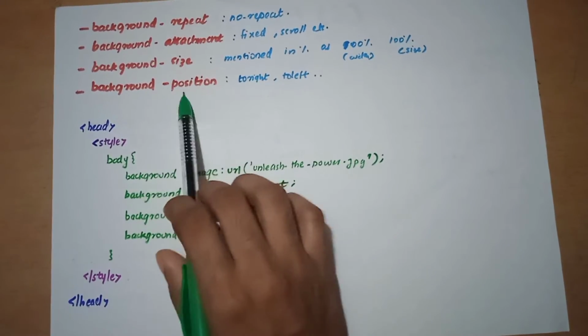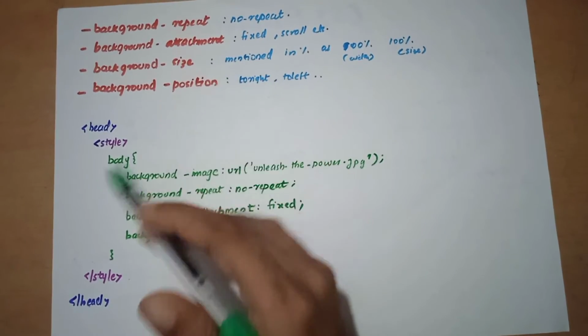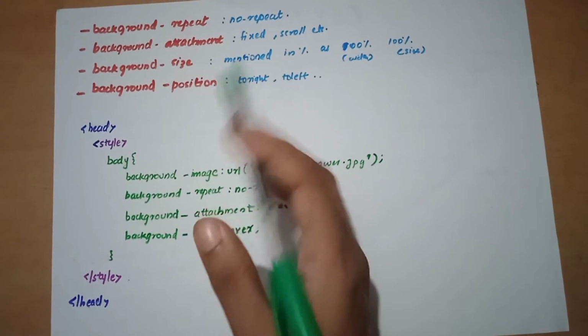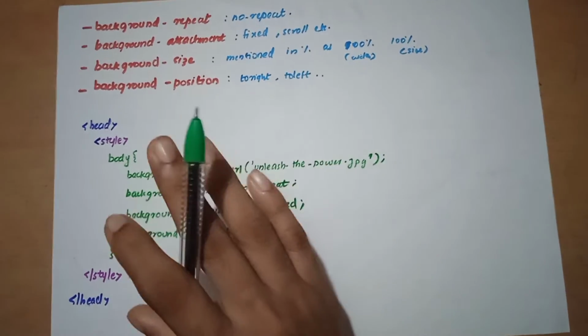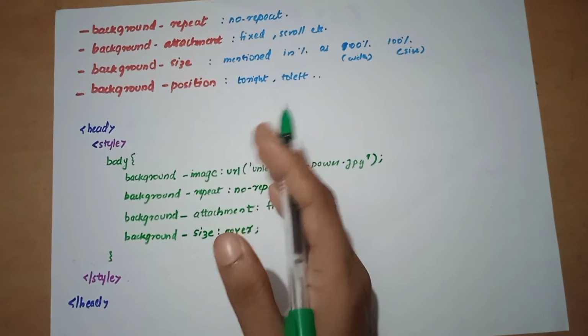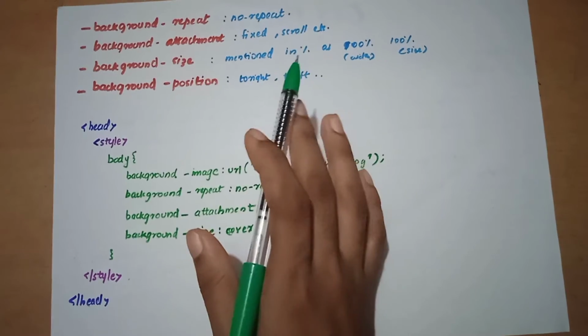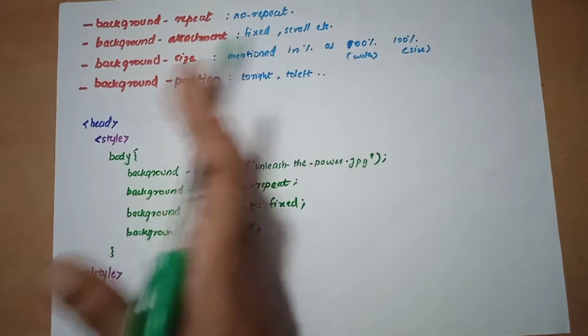So background position is the next one. As we already told, when we are using images or some special things as the background property or attribute, you have to position it well, otherwise it will be moved to some of the corners.